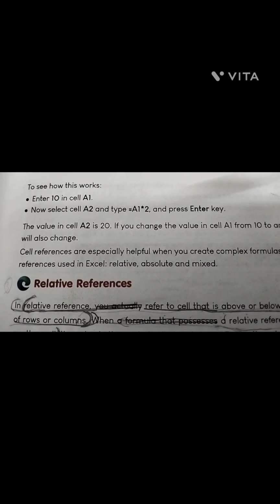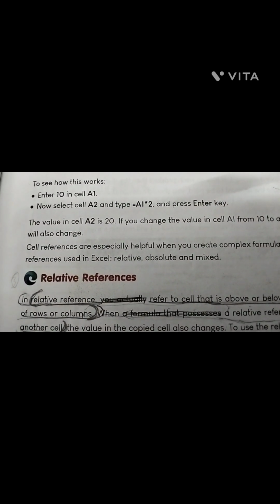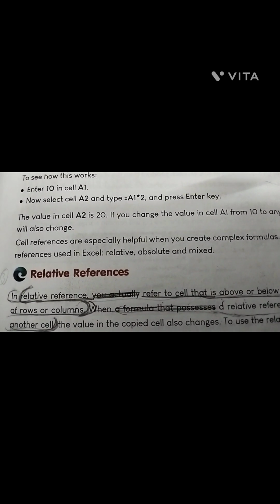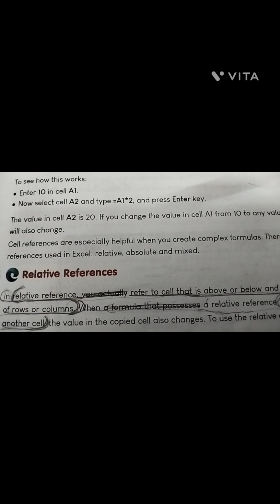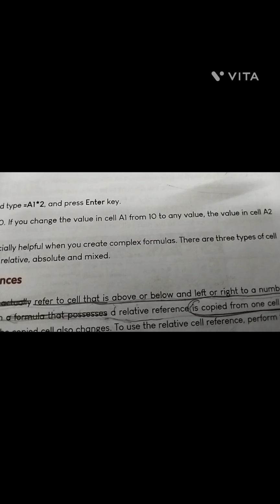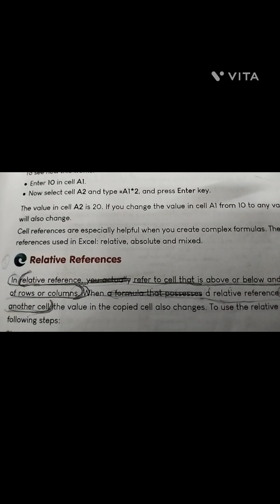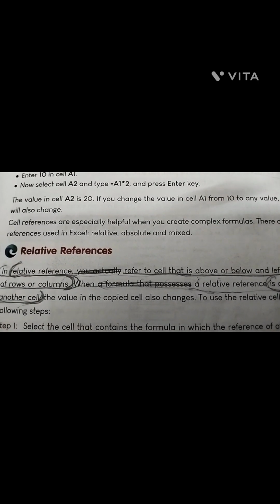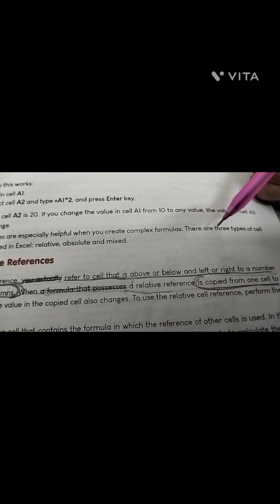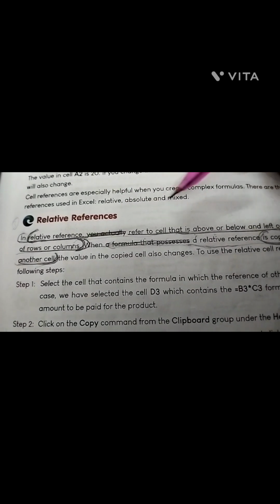See how this works. Enter 10 in cell A1. Now select cell A2 and type =A1*2 and press the Enter key. The value in cell A2 is 20. If you change the value in cell A1 from 10 to any value, the value in cell A2 will also change. Cell references are especially helpful when you create a complex formula. There are three types of references used in Excel: relative, absolute and mixed.